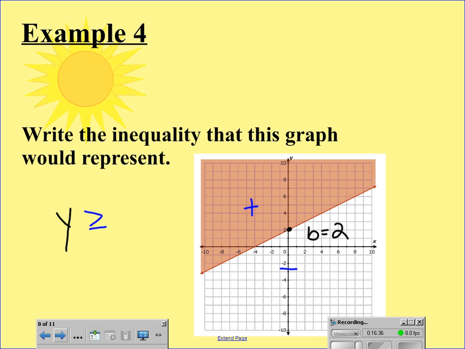Now I need to figure out what my rise over run is. It looks like I'm going up 1 and over 2. Up 1 over 2, up 1 over 2. So that means that my slope is up 1 over 2, which is 1/2. So y is greater than or equal to 1/2 x plus 2.